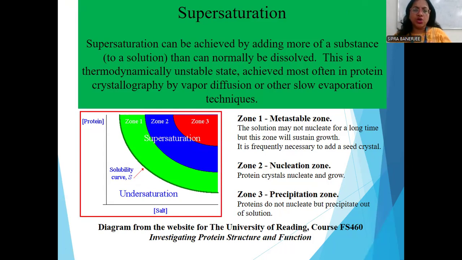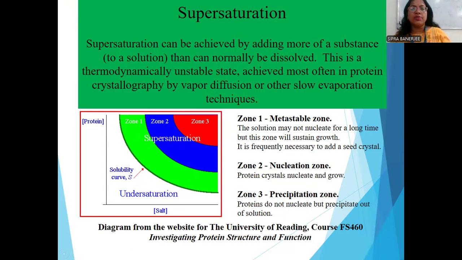See the zones of solubilization. There are the metastable zone, the nucleation zone, and the precipitation zone. See the diagram: the green color represents zone 1, blue zone 2, and red zone 3. The solution may not nucleate for a long time, but this zone will sustain growth. It is frequently necessary to add a seed crystal.